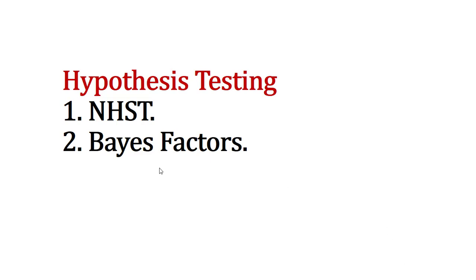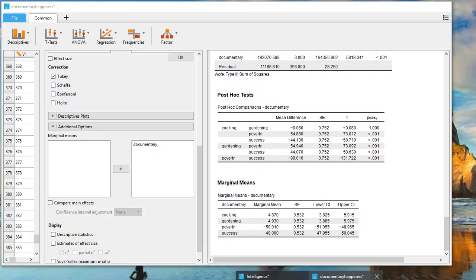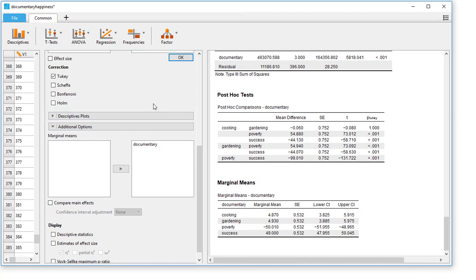So let's now move to the hypothesis testing approaches. First NHST and then Bayes factors. So we're going to use JASP for NHST. We use the ANOVA, and basically we continue the analysis that we did.